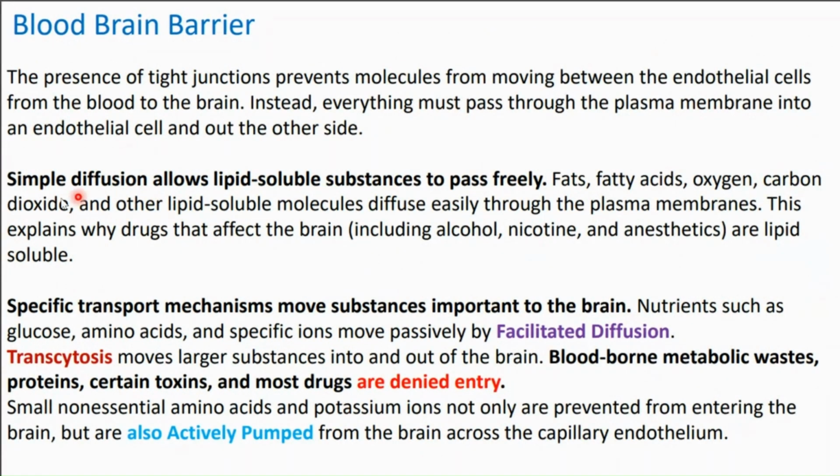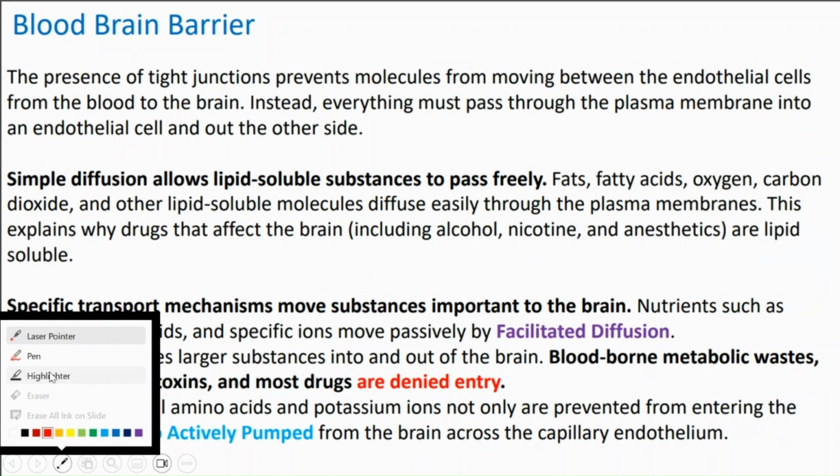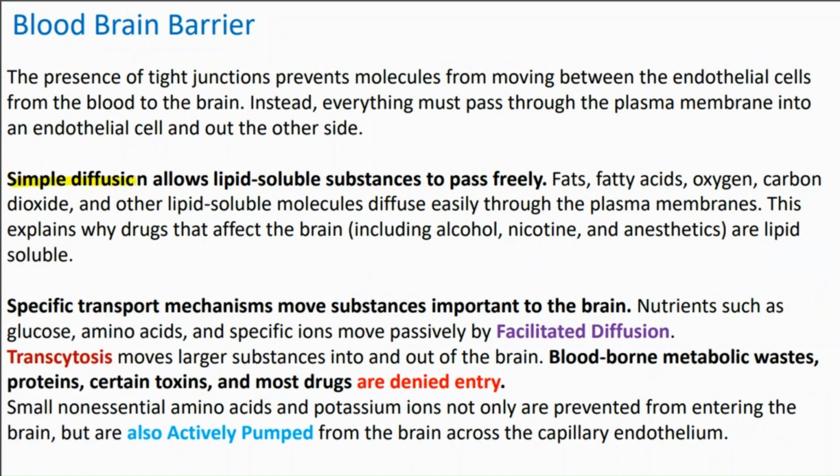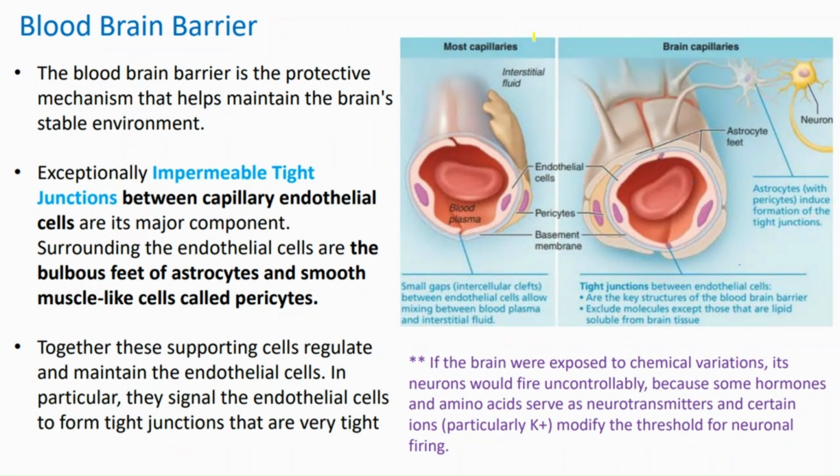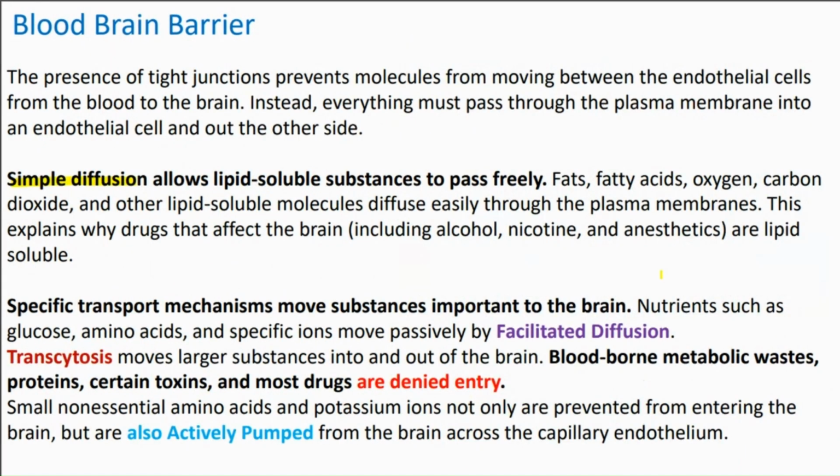We have two types of transportation. We have simple diffusion. Simple diffusion means that the molecules will be diffusing easily through the tight junctions without any help. Which molecules are allowed for simple diffusion? Lipid-soluble molecules or substances, which are fats, fatty acids, oxygen, and carbon dioxide.